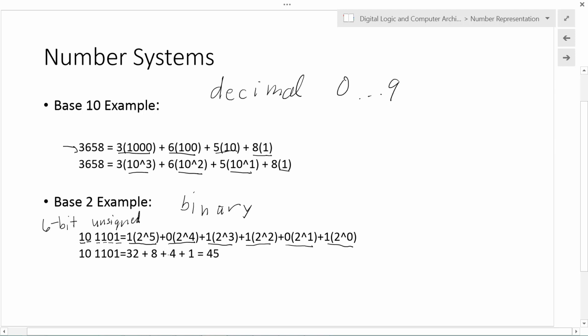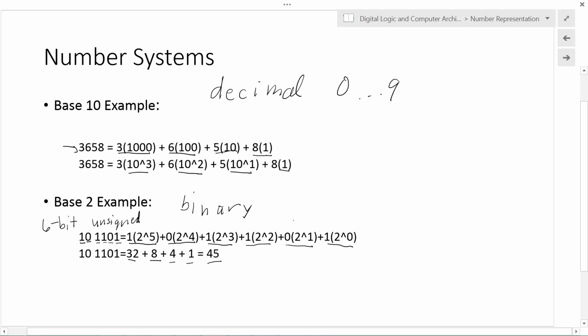So when we look at 2 to the power of 5, it is 32. 2 to the 4 is 16, but it's multiplied by 0, so it's not added. 2 to the 3 is 8, and it's multiplied by 1, so we add that. 2 squared is 4, multiplied by 1, so we add the 4. 2 to the first is 2, but multiplied by 0, we don't add that. And then 1 times 2 to the 0 is 1. So we add that, and 32 plus 8 plus 4 plus 1 gives us a total of 45.